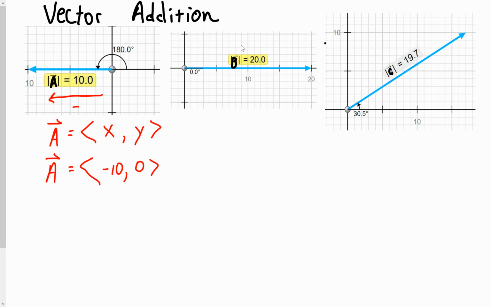So how about this? Let's define vector B now. Vector B would be equal to, what is your x value? Well, it looks like every bit of it is pointed towards the right. So we would say 20, comma, how much of it is pointed up or down? Well, none of it is pointed up or down. So it would be 20 and 0.